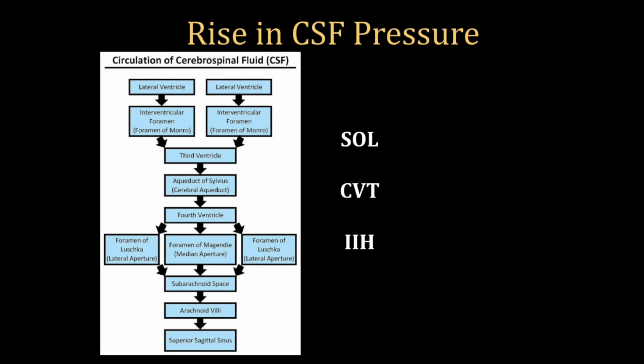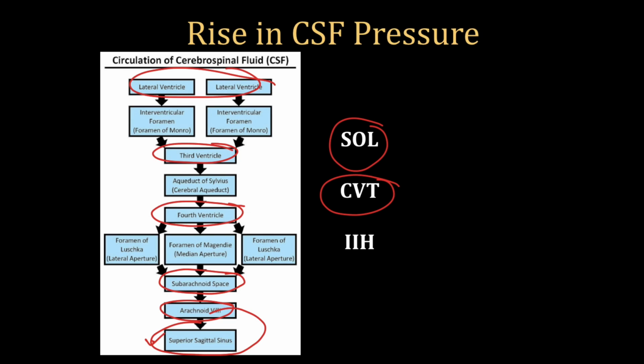Again, in this picture you can see from the lateral ventricle to the third ventricle, third ventricle to the fourth ventricle, and fourth ventricle to the subarachnoid space. From the subarachnoid space it goes to the arachnoid villi, and from there it is drained into the superior sagittal sinus. So any problem in this circulation can raise pressure: a space occupying lesion, or a venous thrombosis as you can see in the superior sagittal sinus, a cerebral venous thrombosis, or without any cause, an idiopathic cause, which gives idiopathic intracranial hypertension, where there is a rise in CSF pressure without any SOL or CVT.